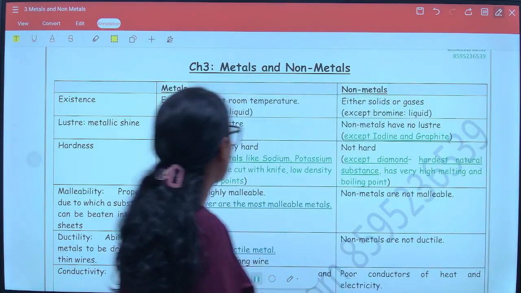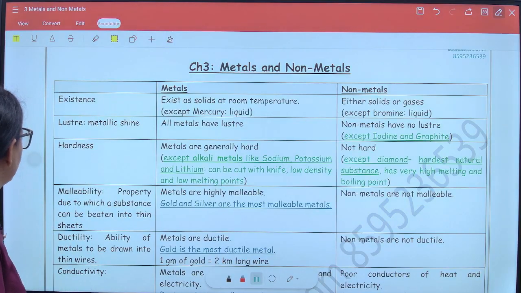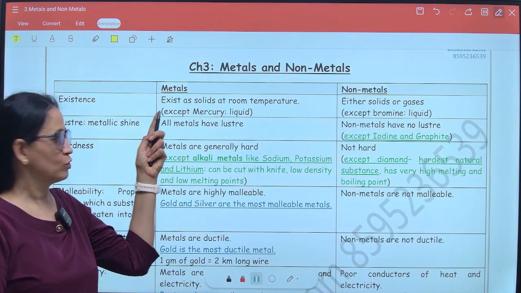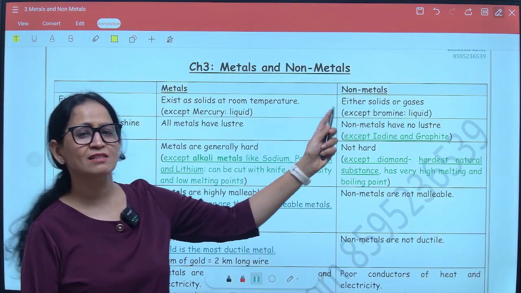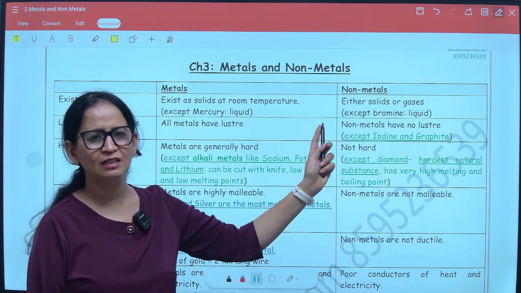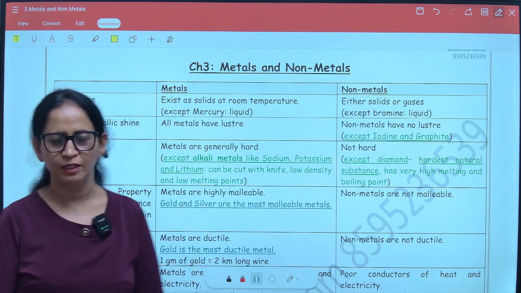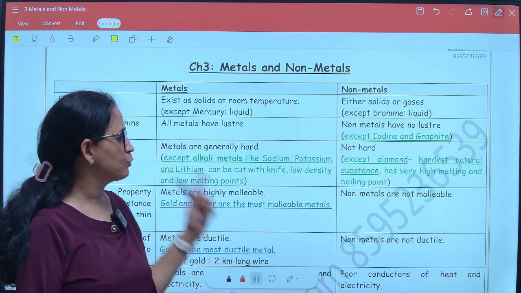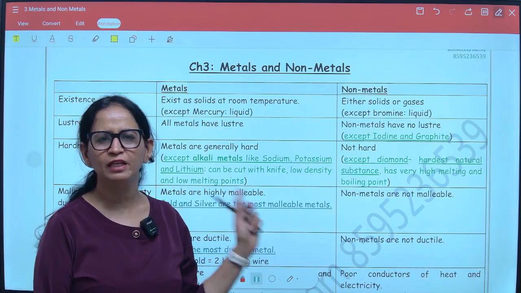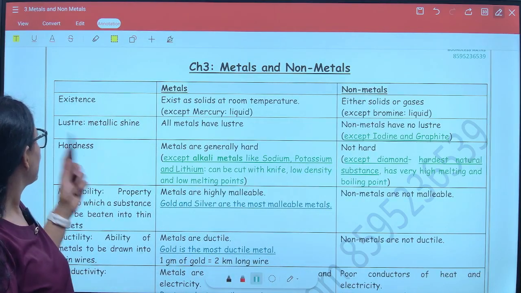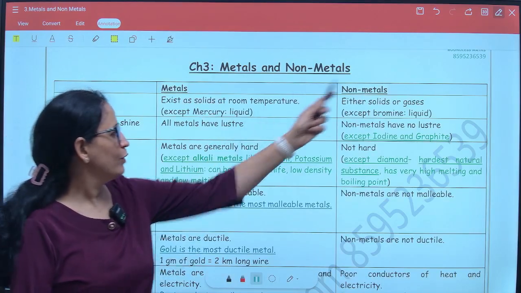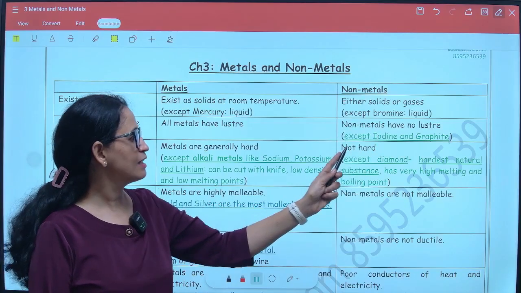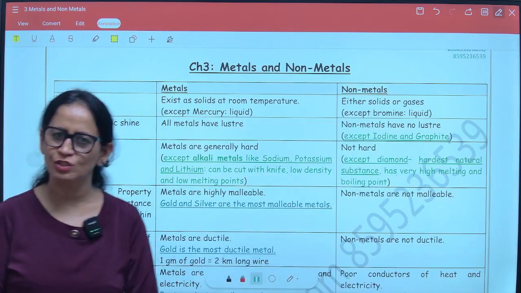So let's look at some of the physical properties of metals and non-metals. Number 1, existence. Metals exist as solids at room temperature, except mercury, that is the only liquid metal. Non-metals exist either in solid or gaseous state, except bromine, which is a liquid non-metal. Now in this entire table, the exceptions are highlighted, and these exceptions are very important from examination perspective. Second property is luster. Luster means shine. Metals are lustrous, whereas non-metals are not lustrous, except bromine and graphite, which are lustrous non-metals.